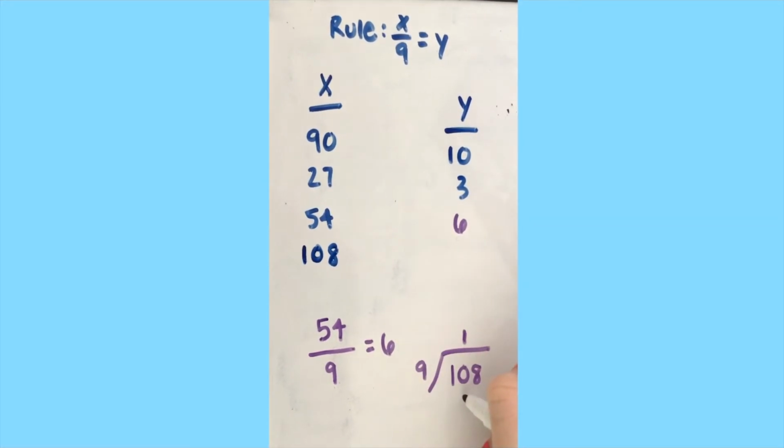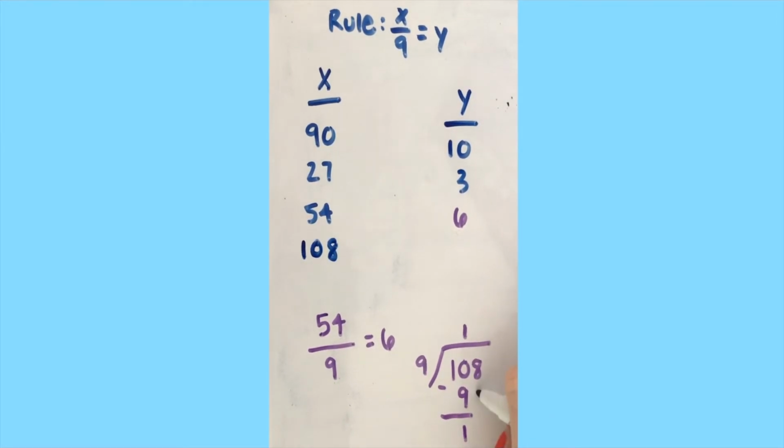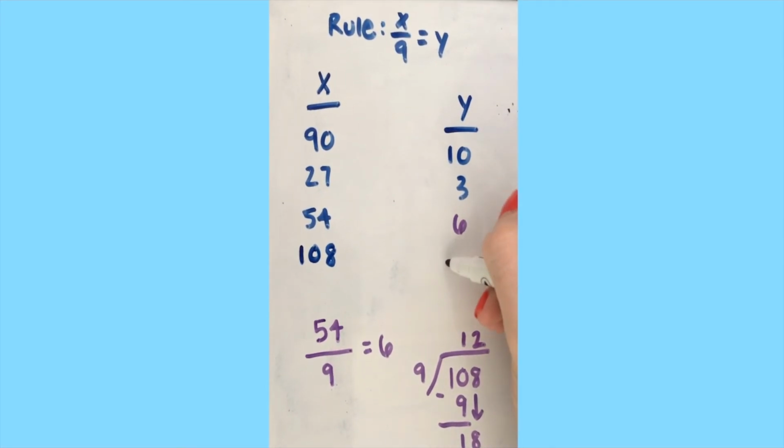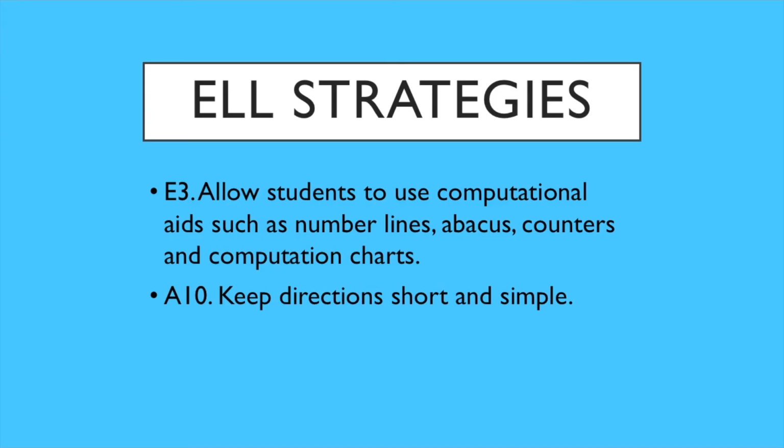10 divided by 9 is 1. 1 times 9 is 9. 10 minus 9 is 1. Bringing down the 8, we are left with 18. 18 divided by 9 is 2. That makes 12 our output for 108.